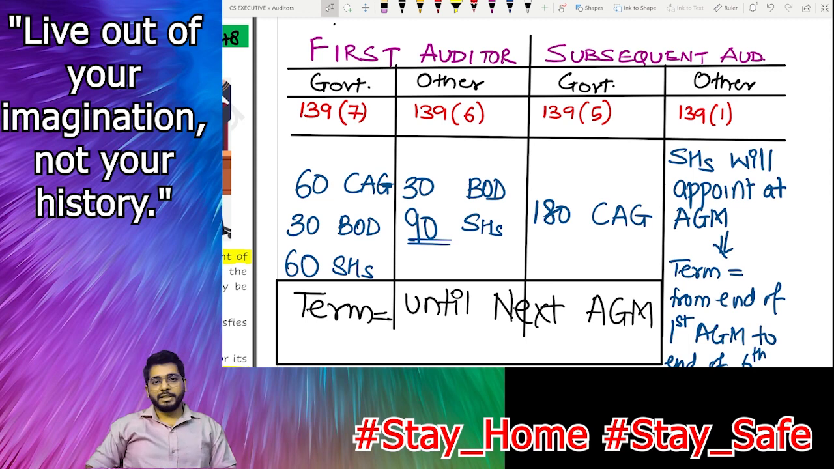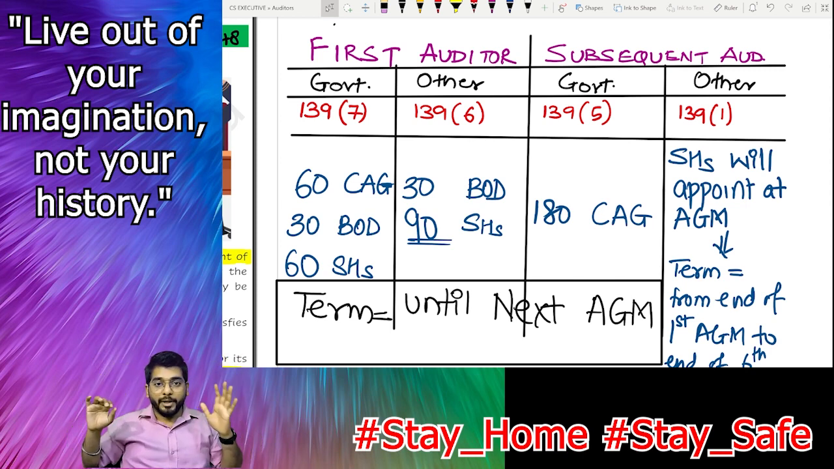At every AGM, they will decide whether they want to continue with the same auditor or change and appoint somebody else as the auditor. Appointment of normally first auditor, whether government company or other company, and also in case of first or other auditors appointed by government company, always remember the term will be till the next general meeting. Till the next general meeting.